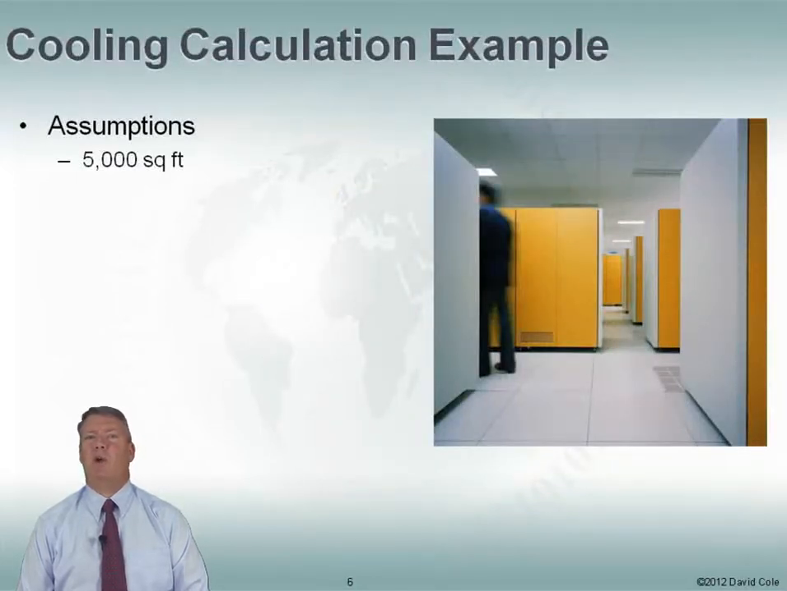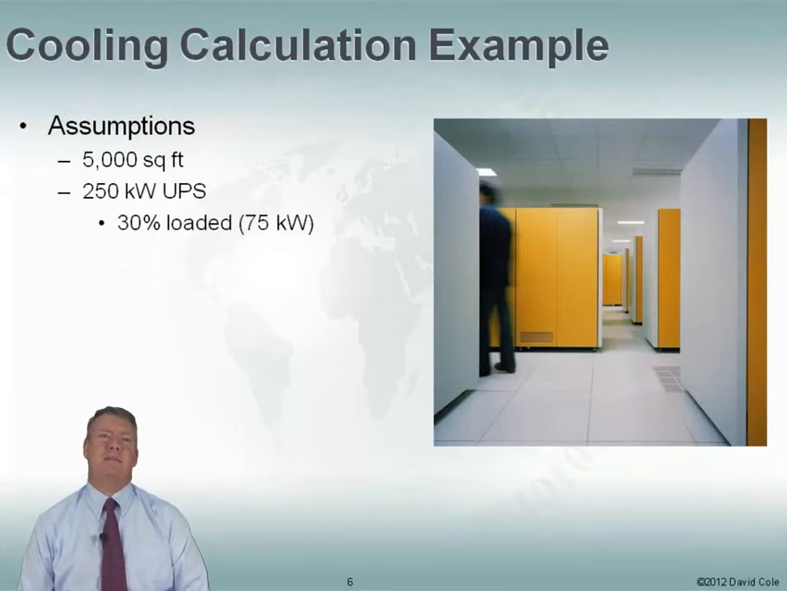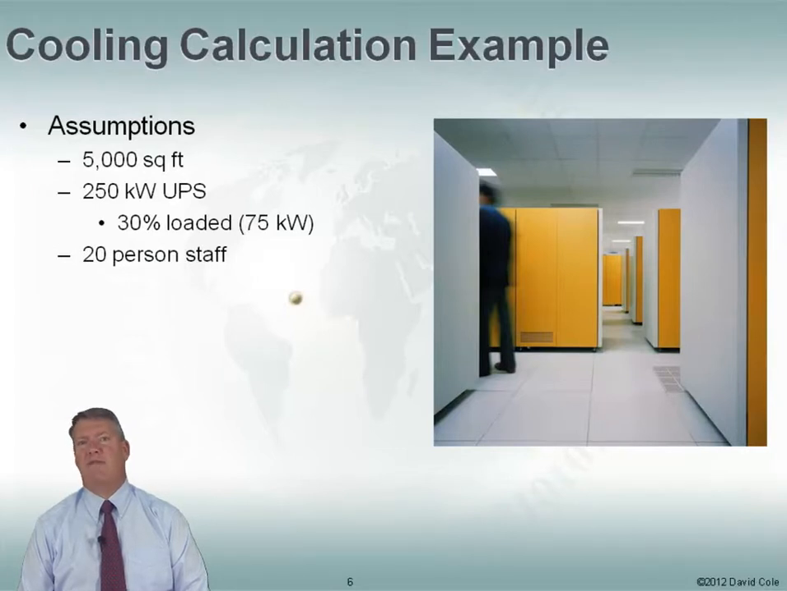So let's go through a real life example. These are industry standard formulas that are used to calculate the total amount of cooling. If you went to a data center design company, this is what they would use to calculate how much cooling you're going to need in your data center. So let's go through some assumptions here. I've got a 5,000 square foot data center. I have a 250 kilowatt UPS. Okay, so that's an important component. And that UPS is about 30% loaded right now, so about 75 kilowatts of my UPS is actually being used. I have a 20-person staff, so I'm averaging about 20 people in my data center. Probably a few too many people, but for our example, that'll work.